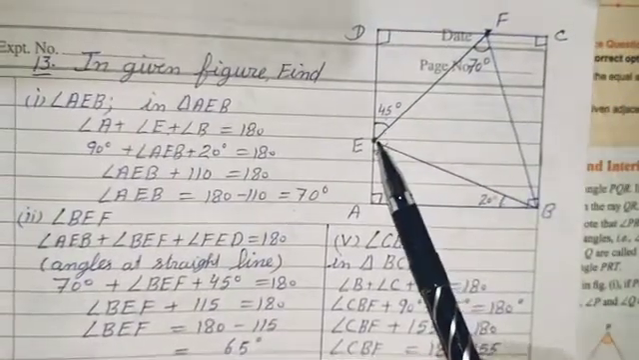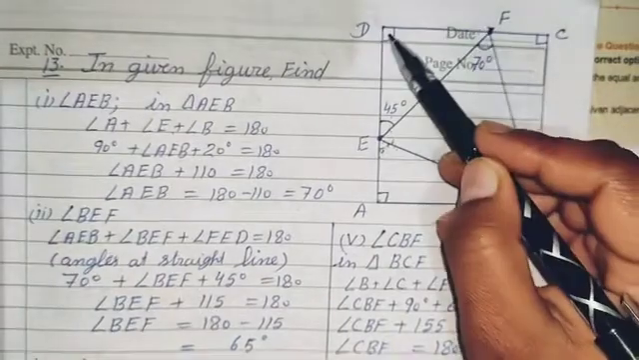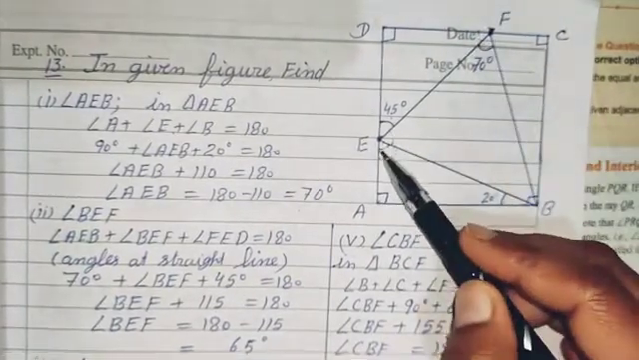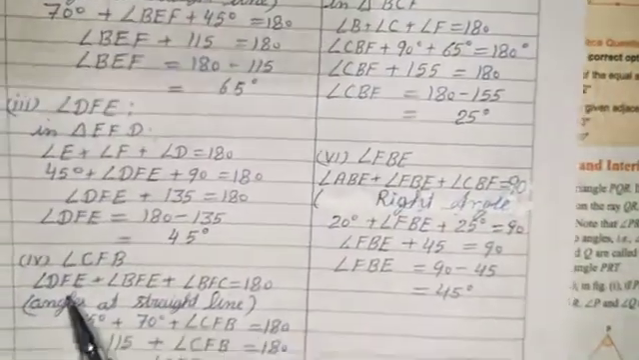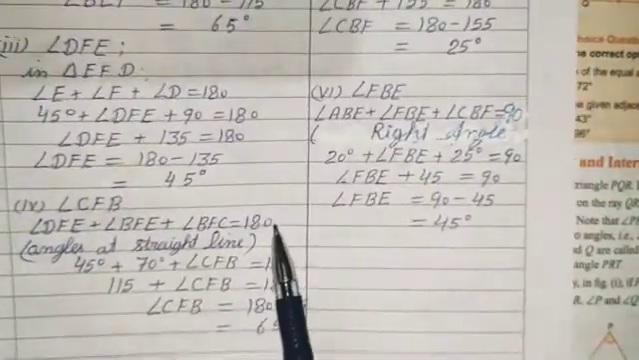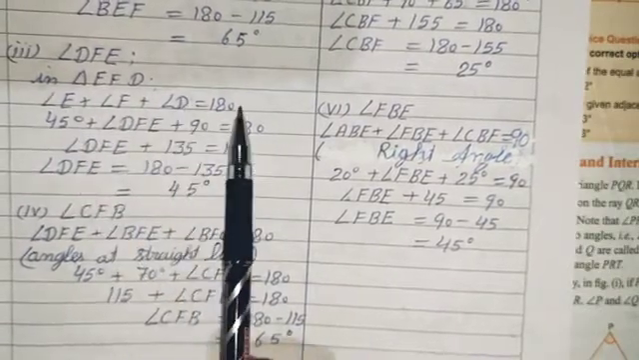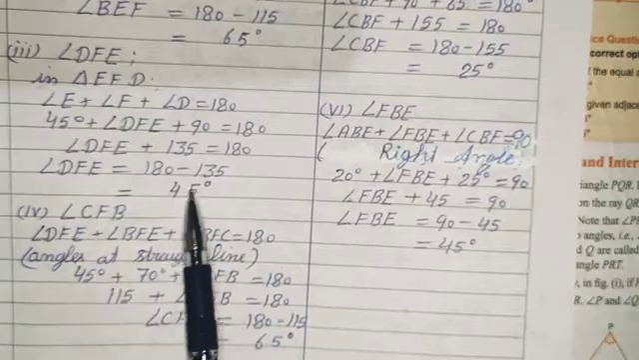Now the third one, DFE. We have to find this angle. It is given 90, it is 45. So we can find this value as we have found the value of E. Similarly, we'll put together all the angles equal to 180 degrees. Here, in triangle EFD, we'll put all the angles equal to 180 by angle sum property. So angle DFE equals 45 degrees.